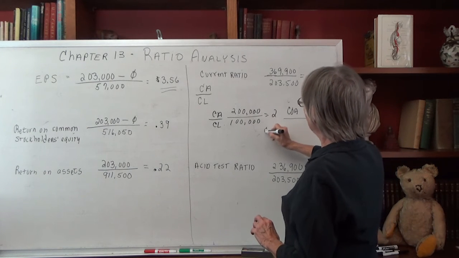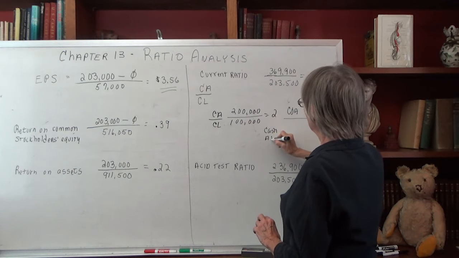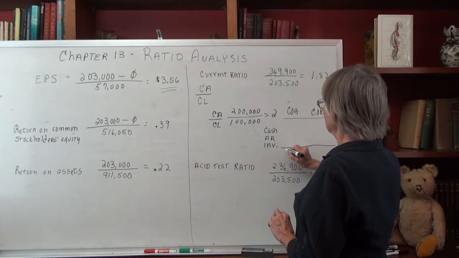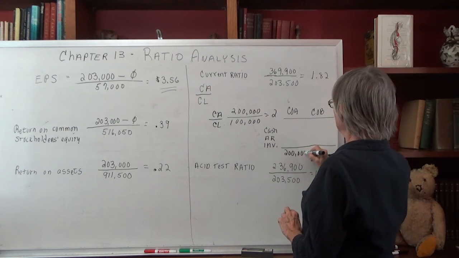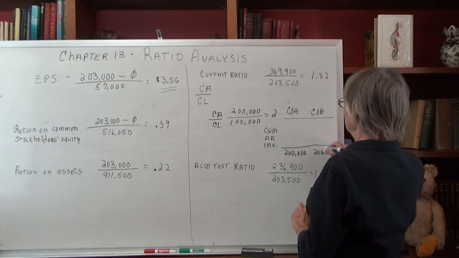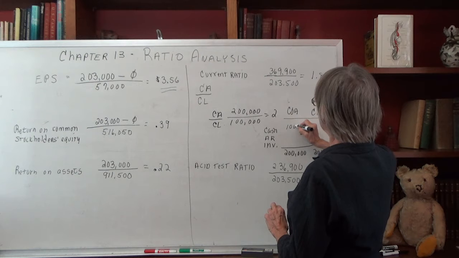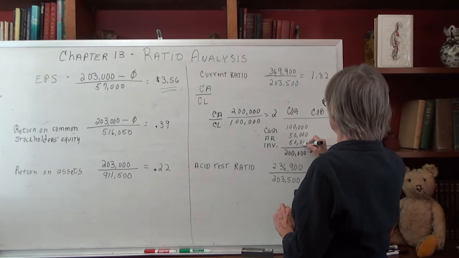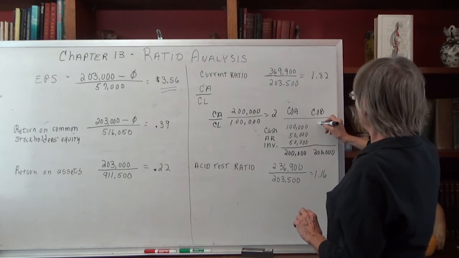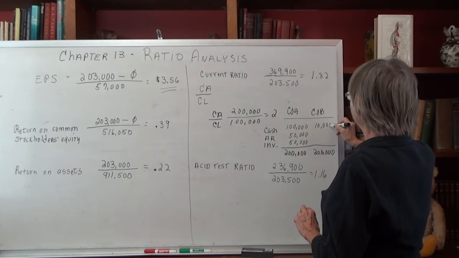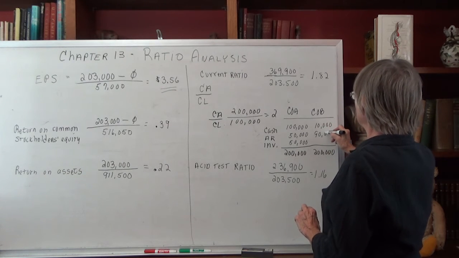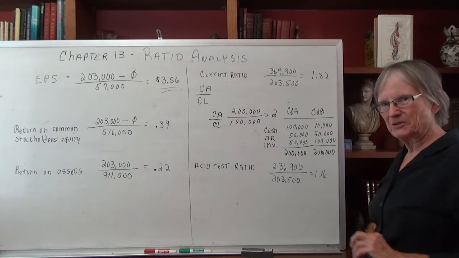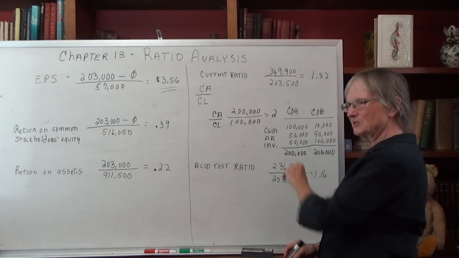Company A has cash, accounts receivable and inventory, okay? And both companies are going to have the same current assets of 200,000. But company A has 100,000 in cash, 50,000 in accounts receivable, and 50,000 in inventory. Company B has 10,000 in cash, 90,000 in accounts receivable and 100,000 in inventory. Both of those total 200,000. They both have a really good current ratio.